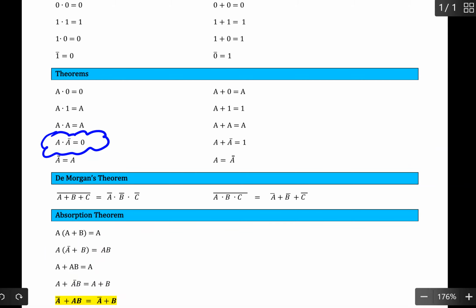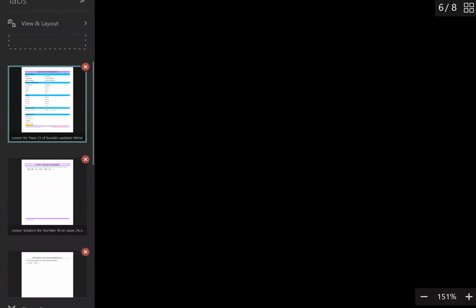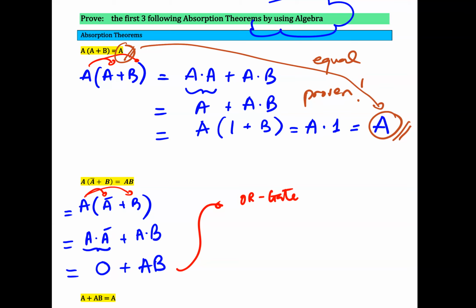A dot A inverted should be equal to 0. Okay, so right here I should have this equal to 0 plus AB. At this point, I would like everyone to analyze that you are having an OR gate, and you have a signal of 0. You OR that with a signal of AB.